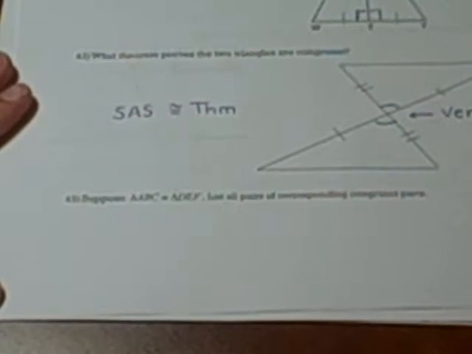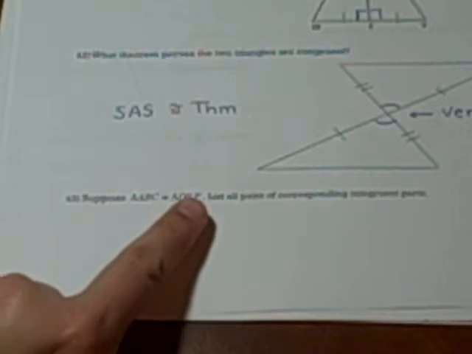Okay, last question here. Suppose that triangle ABC is congruent to triangle DEF. I want you to list all pairs of corresponding congruent parts. I would actually not draw a picture here. And I know that goes against every tip and every piece of advice I've ever given you. But I find that this question is actually easier to answer without a picture, with just looking at these letters. Think about what all the parts of a triangle are. If I have a triangle, I have 3 sides and I have 3 angles. So that means I'm going to have 6 sets of parts that I can put together.